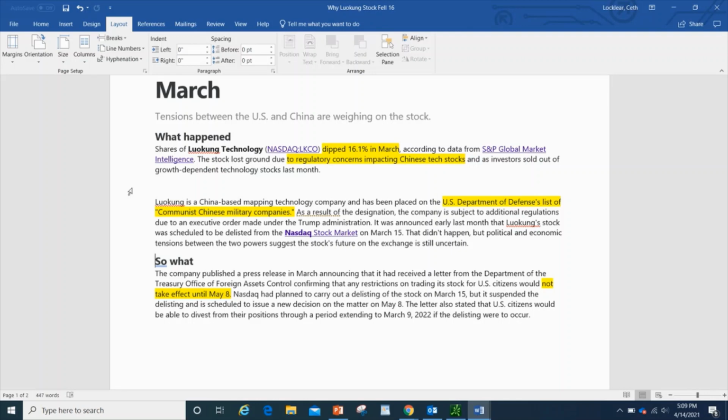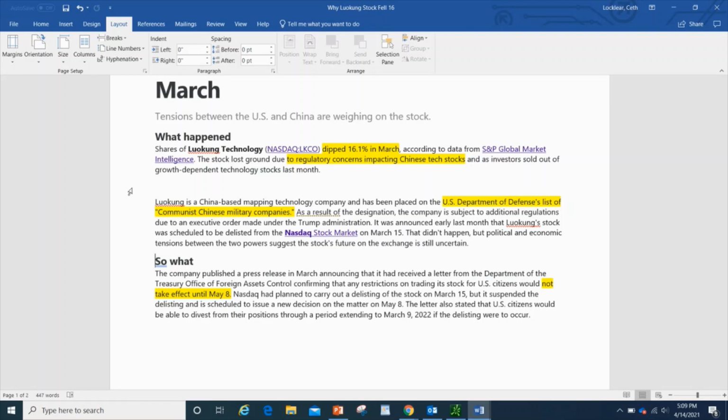Citizens would not take effect now until May 8th, which is great information you want to know. Now, the letter also stated that U.S. citizens would be able to divest from their positions through a period extending to March 9th, 2022, if the delisting were to occur. So that's the main recap of what happened in March.